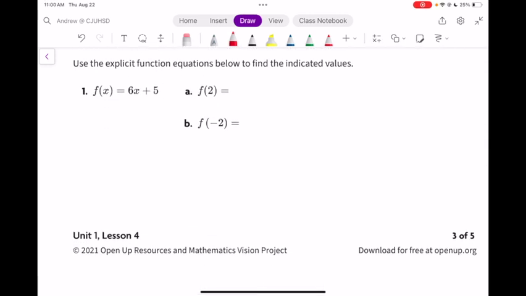We used the explicit function to come up with the function values. F of 2 would have been 6 times 2 plus 5. That's 12 plus 5, or 17. F of negative 2 is 6 times negative 2 plus 5. That's negative 12 plus 5. That's negative 7.